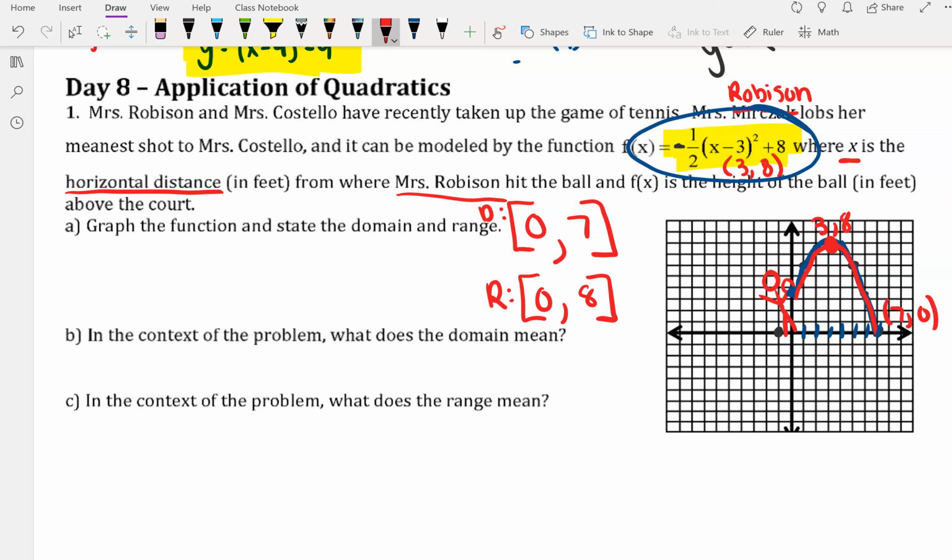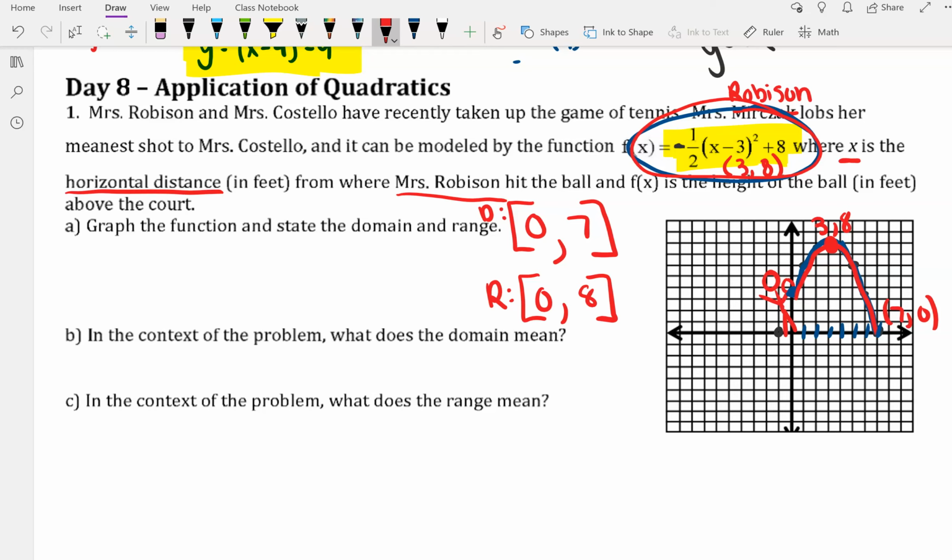All right, but like I said, if this didn't have that context and we were just trying to find the domain of this function, it would be all real numbers, or negative infinity to positive infinity, because it would go on forever. All right, B, in the context of this problem, what does the domain mean?